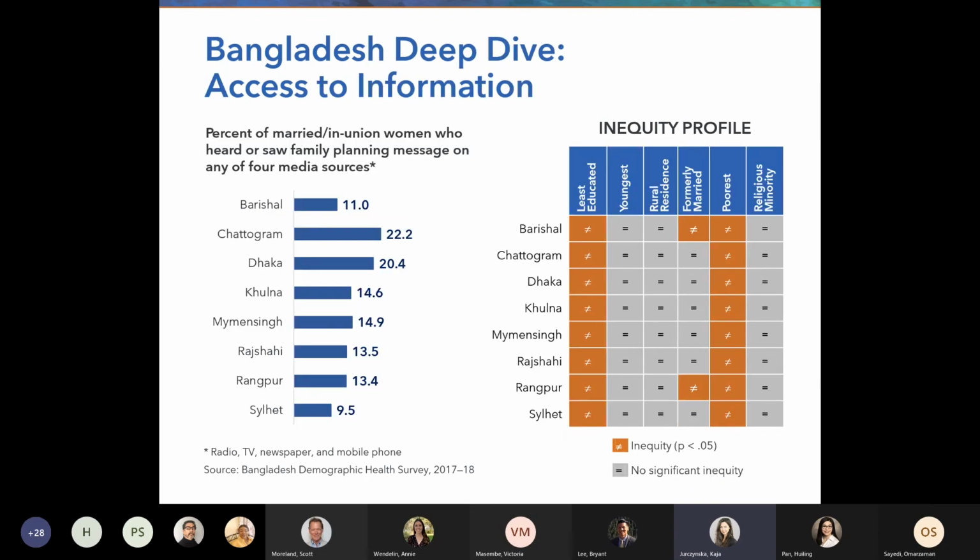And a quick look at Bangladesh. Now, this is access to information. You can see the absolute levels, the mean values from the DHS on the left-hand side. And the story is that the exposure to family planning mass media is pretty poor in Bangladesh overall. And then to the right, we can see the inequity profile, and it's showing us, similarly to Uganda, that there's a concentration of inequity among two groups. And here, those are the least educated and the poorest. So that's helping us again think through who needs better services when it comes to access to information.